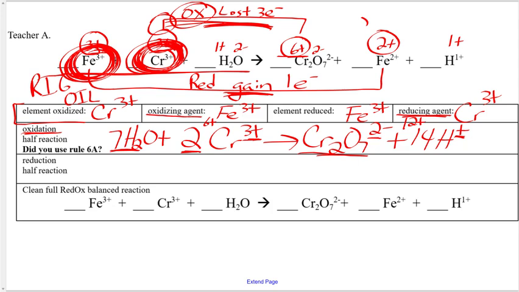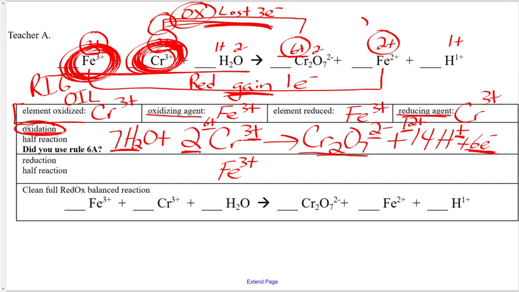I add electrons to the side that's more positive to get both sides to the same overall charge. So again, 6 positive here, 12 positive here, so I add 6 electrons to that side. In an oxidation half reaction, that's what we're doing. Electrons are always lost and are always found on the product side. Now I have to do the other half reaction.